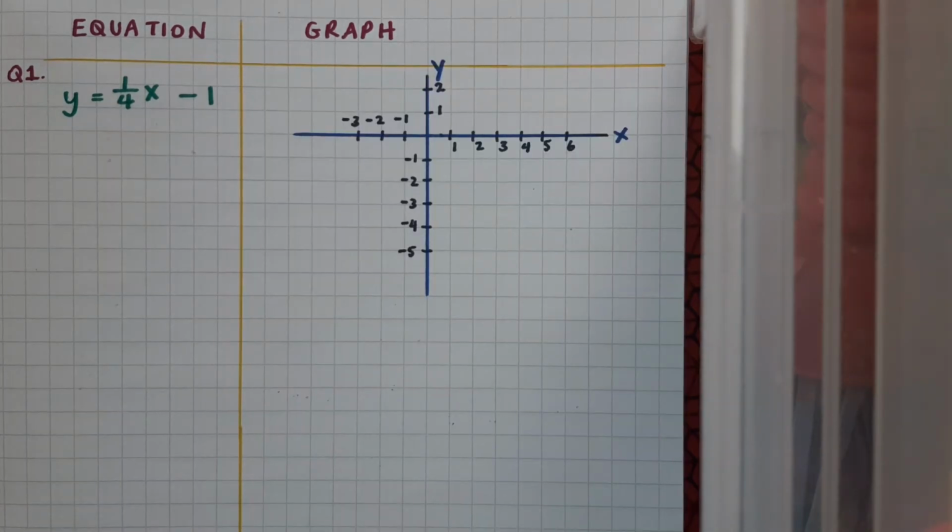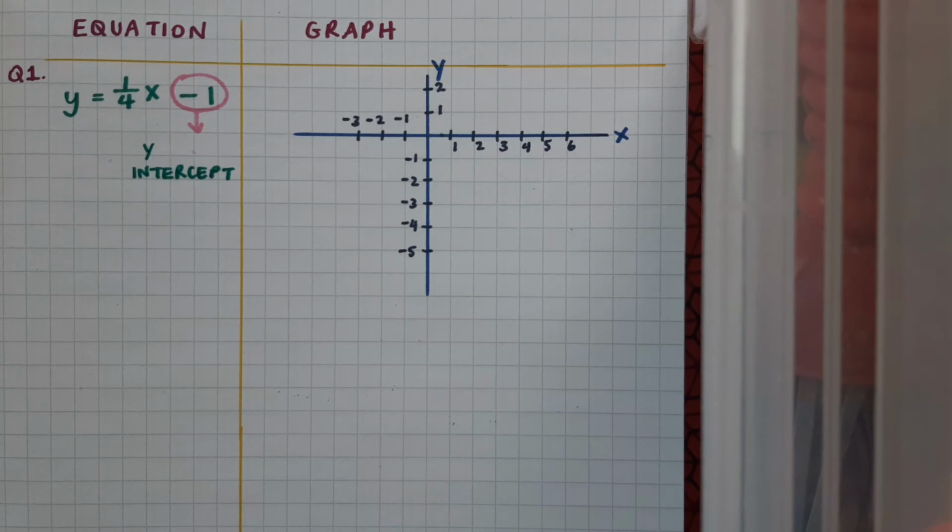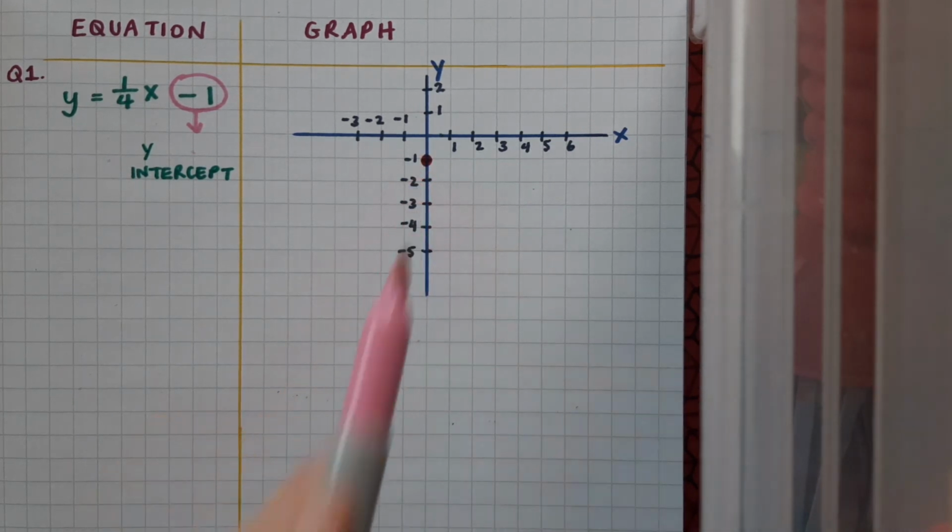Okay, so I have my xy plane set up, and I want to go and look at my equation for information. So again, the constant at the end there, that minus 1 with no x attached, that's going to be the y-intercept. So I can go straight to that value on the y-axis and mark a point. And I've marked it just here at minus 1.